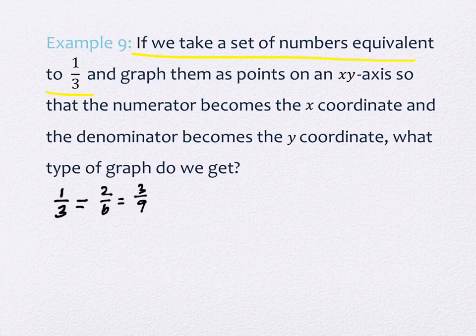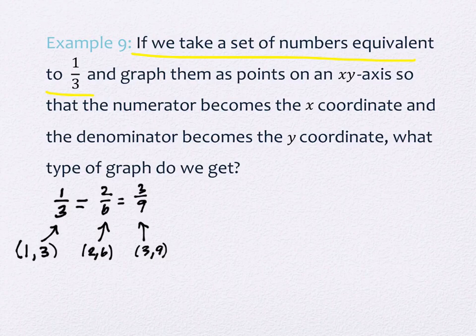Good. And we graph them as points on an XY axis so that the numerator becomes the X coordinate and the denominator becomes the Y coordinate. So for this one, the numerator becomes X, the denominator becomes Y, it becomes the point 1,3. Does that make sense? Okay, and we're going to do that the same with all the numbers that we have. We've listed 3 of them. I'm going to add one more on the list here in just a moment, but you can do them for anything that would be in the ratio 1/3. So if we graph these, what type of graph do we get? That's what the question is.